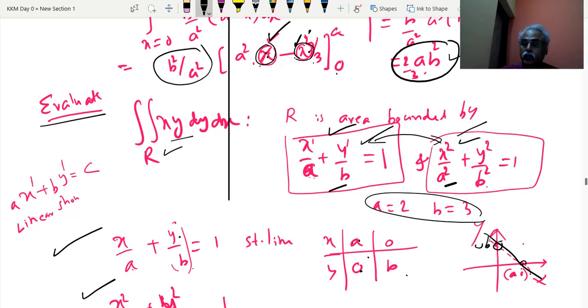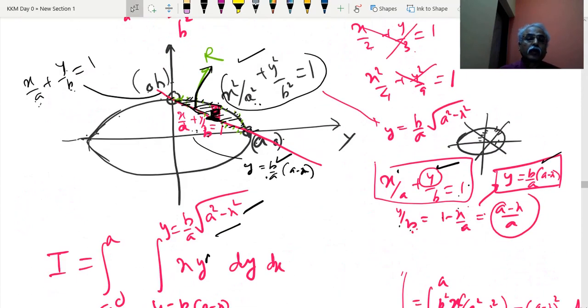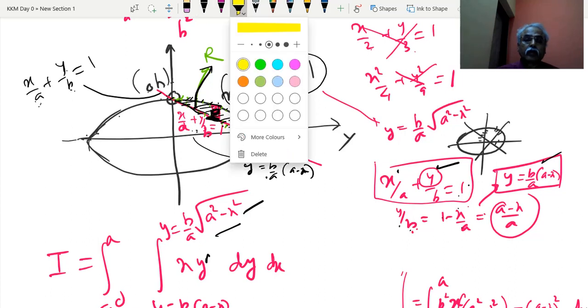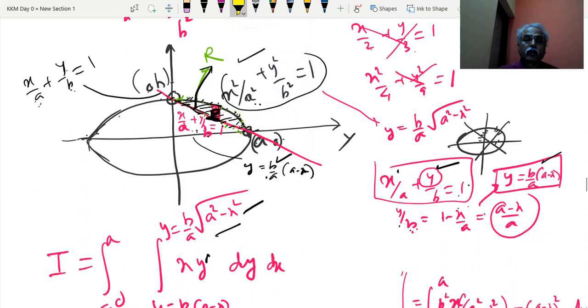Now in the previous case we had drawn only the ellipse. So now the ellipse is drawn, the line is drawn. The area between the line and the ellipse becomes the region of integration. In that region, the elementary area dy dx is considered. You move up and down such that the lower limit touches the line, and the upper limit touches the ellipse.